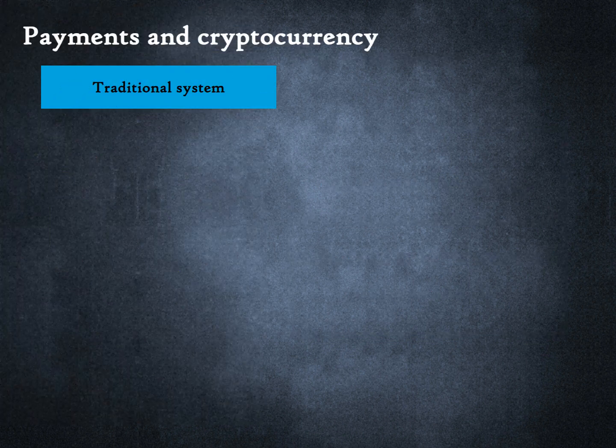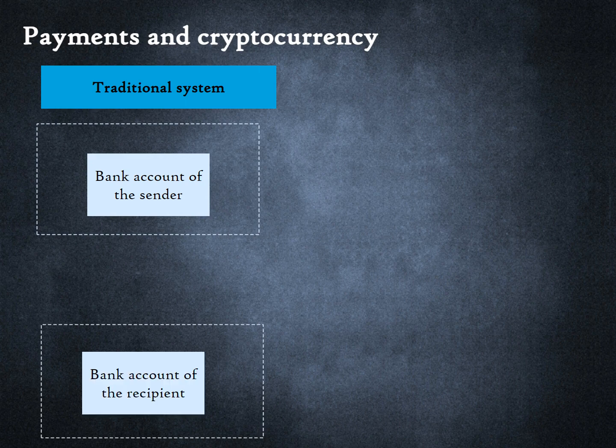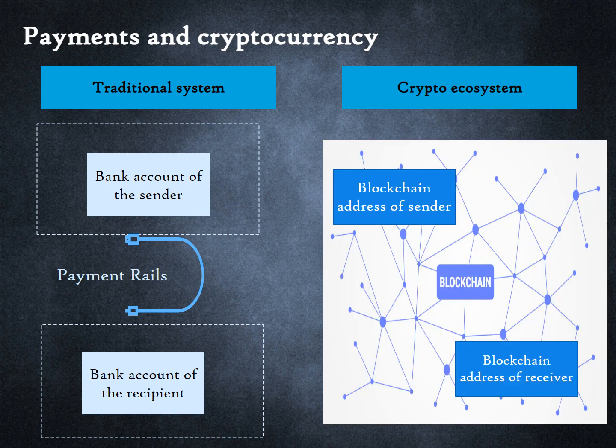In the traditional system, the bank account of the sender and the bank account of the recipient are held within the databases of two banks, each of which is a walled garden. Payment rails are needed to connect them. In the cryptocurrency ecosystem, the blockchain address of the sender and receiver are analogous to bank accounts. Just as money held in our bank accounts are stores of economic value, so are the cryptocurrency balances in the blockchain.